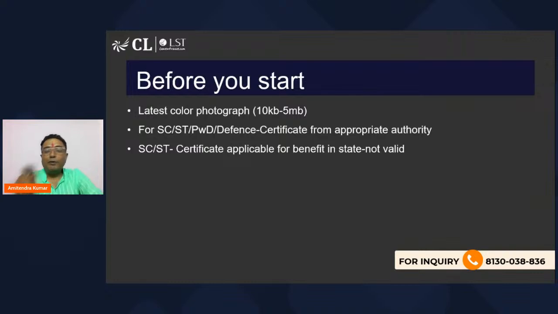Now, before you start registering for SLAT 2025, what are the requirements? What are the documents you need? First of all, you need a latest color photograph of yours, the size of which has to be between 10 KB and 5 MB. For students from the general category, no documents are required. But for students from the scheduled caste category, scheduled tribe category, those with physical disabilities, and students from the defense category, the certificate has to be uploaded at the time of registration. The certificate should have been issued by an appropriate authority.